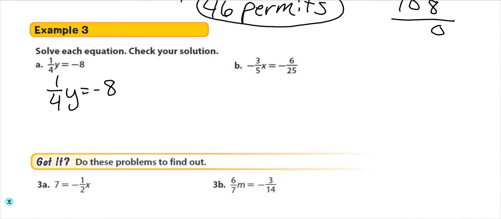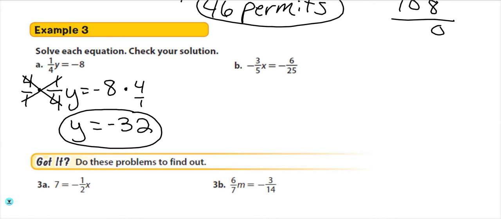Well, how do we divide fractions? No, we multiply by the reciprocal. So what we're going to do is multiply here by 4/1. Multiply by 4/1. All right, these are all going to cancel out, and then I'm left with y equals, and I have -8 times 4, which is -32. And that's it.